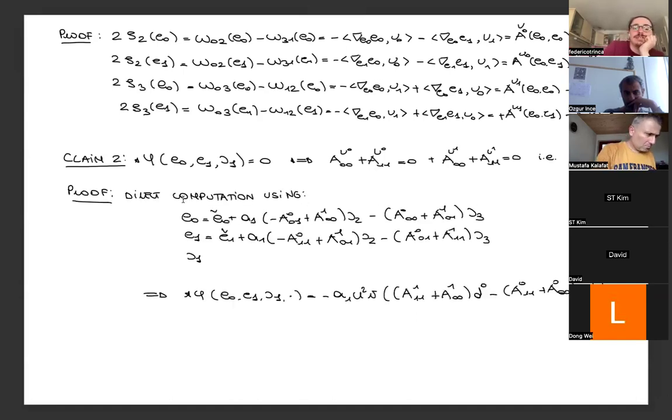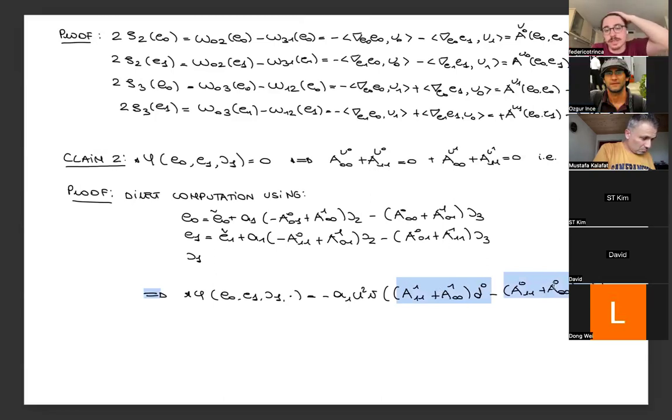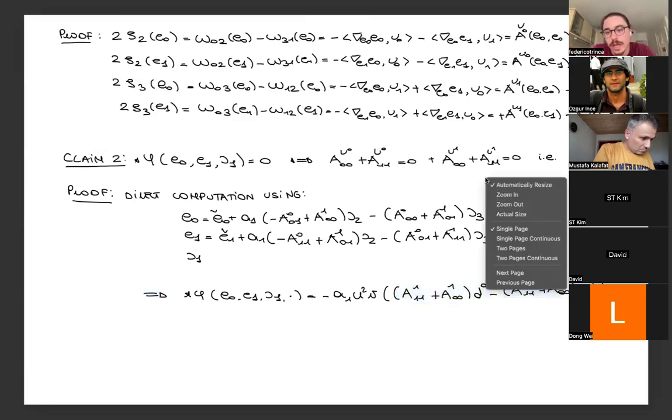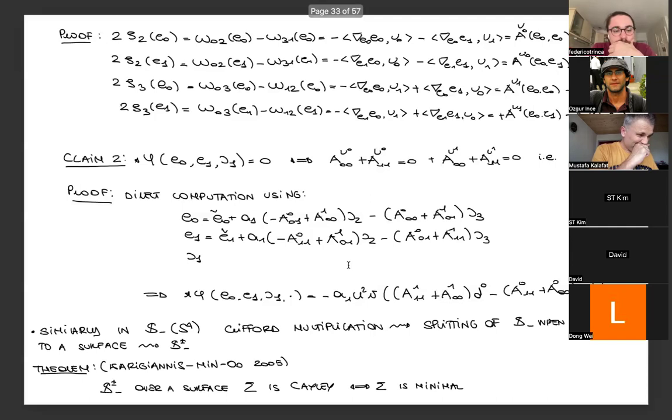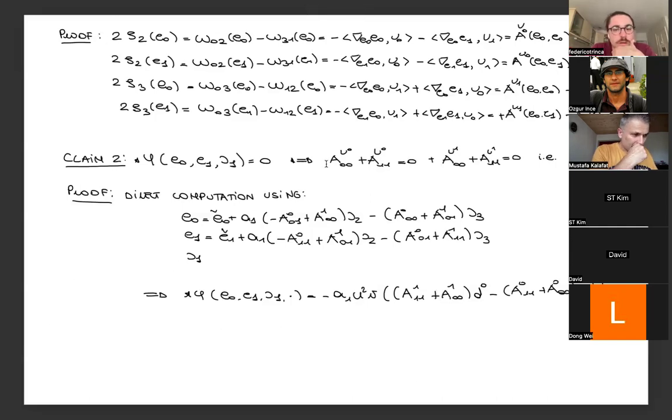And this is just a direct computation, because E0 is equal to this formula here, E1 is equal to this formula here, and the partial one is just partial one. So if we plug in these three vectors in star phi, what you get is precisely minus A1 U squared V, and these two terms here, and so in particular, they imply that the first term is 0 and the second term is 0. And so in particular, we are minimal. Any questions on this proof?